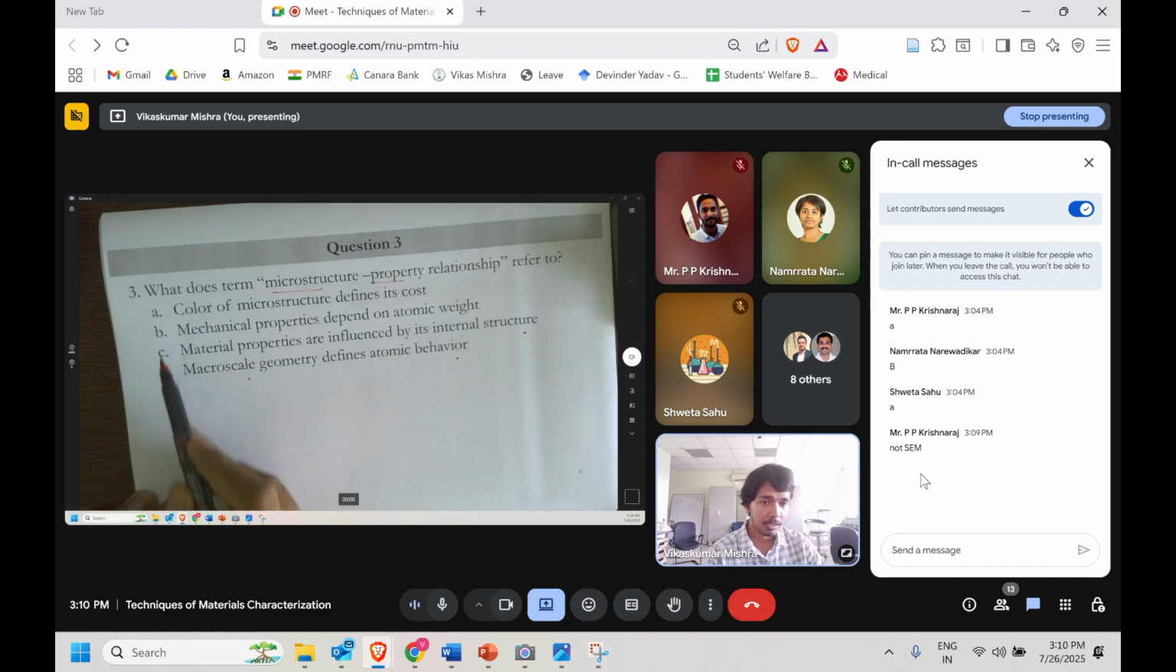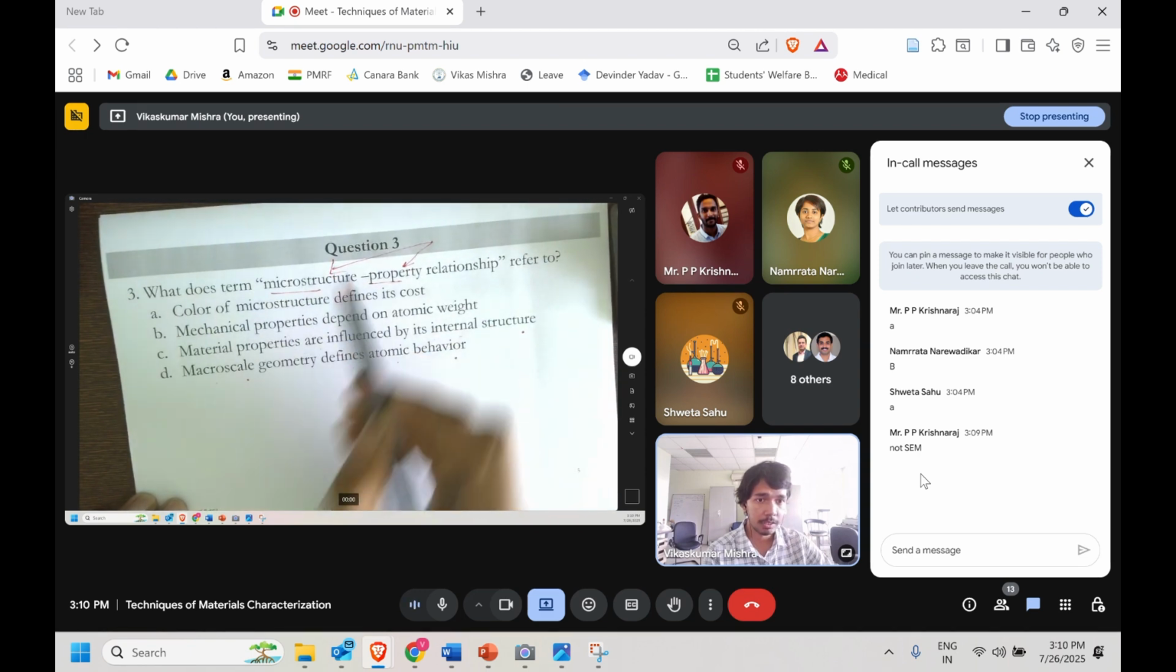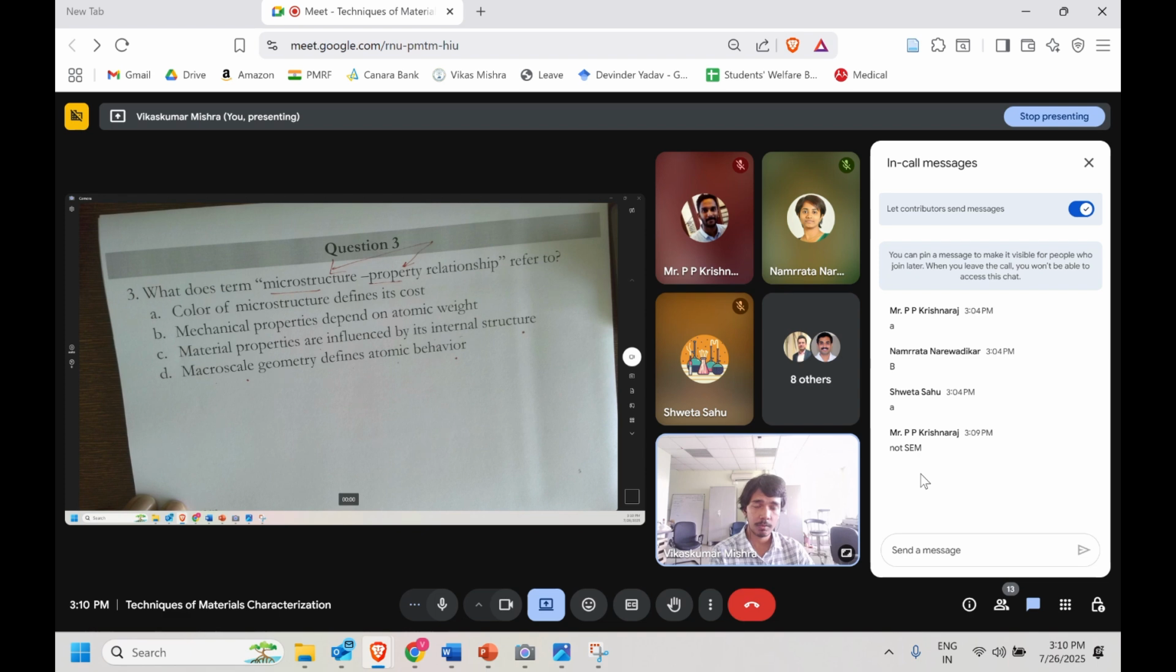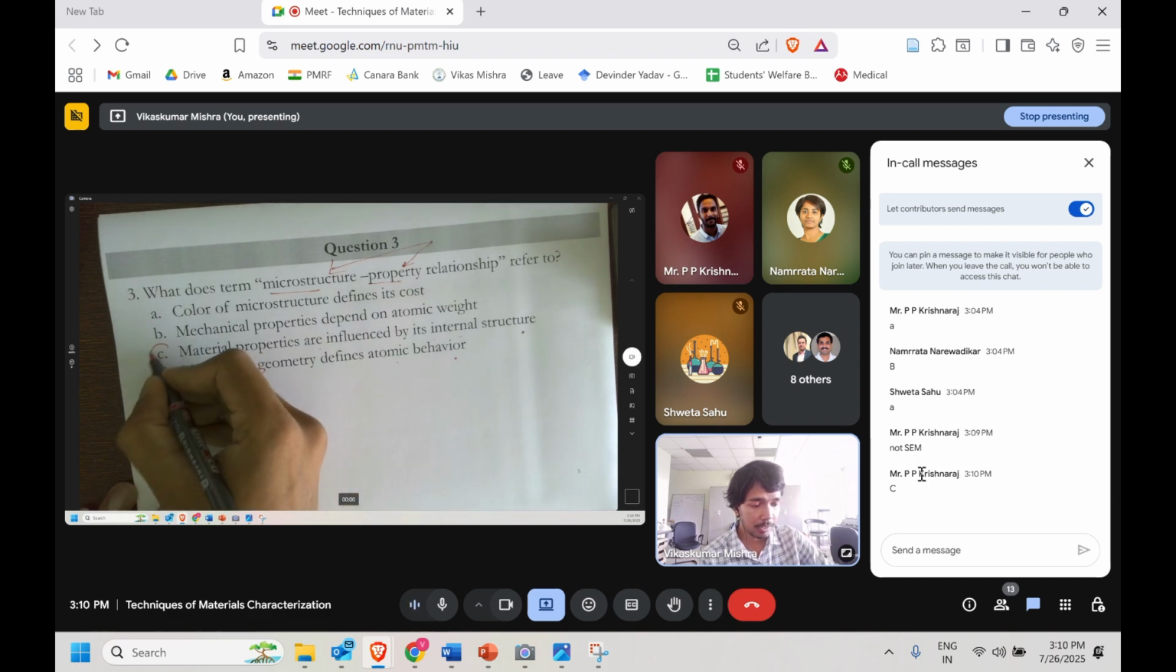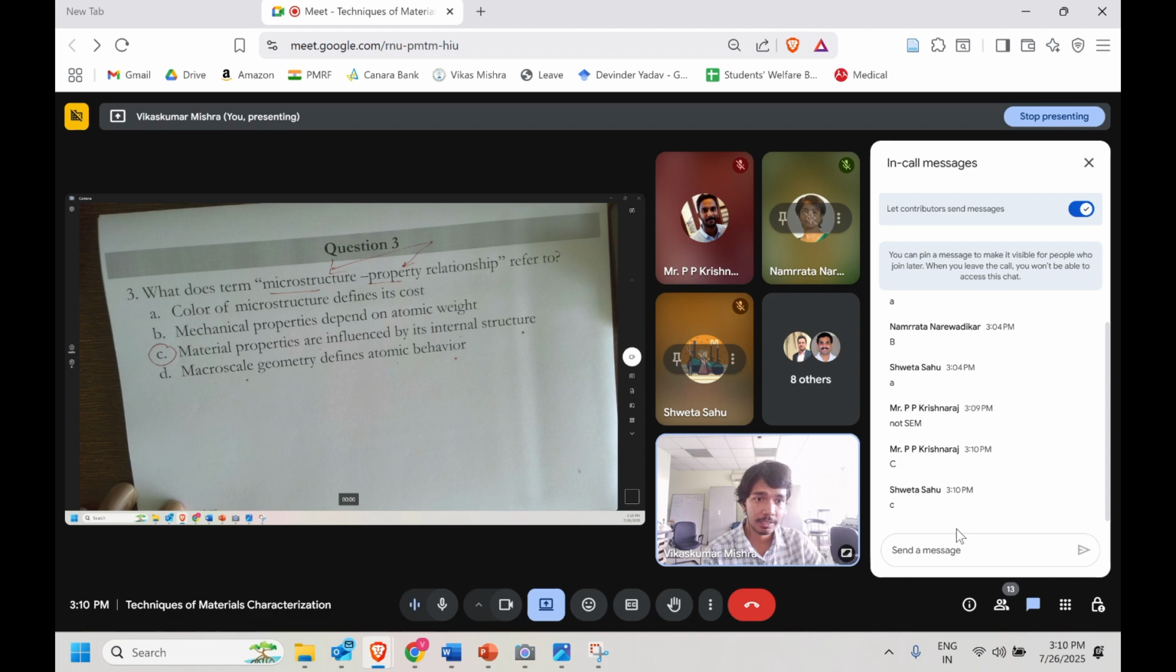What do you think among A, B, C and D, which one is the right answer? That's the microstructure and property correlation. What does this term refer to? So we know that the right answer will be option C, because Krishna Raj is perfectly right. Yeah, Sweta, that's a great answer, right?